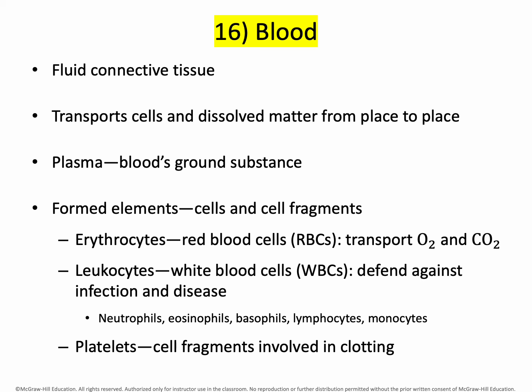Blood is our only fluid connective tissue. It transports dissolved substances, gases, hormones, things like that, and also formed elements, or cells. The erythrocytes are the red blood cells that transport oxygen. Leukocytes, leukos meaning white, are the white blood cells that are part of our immune system, and the platelets are fragments that help to create clots. We'll look at blood in a little more detail later.